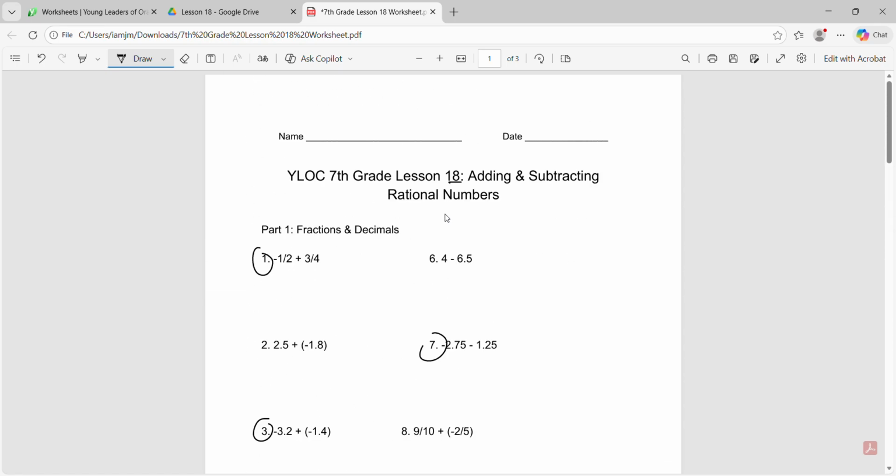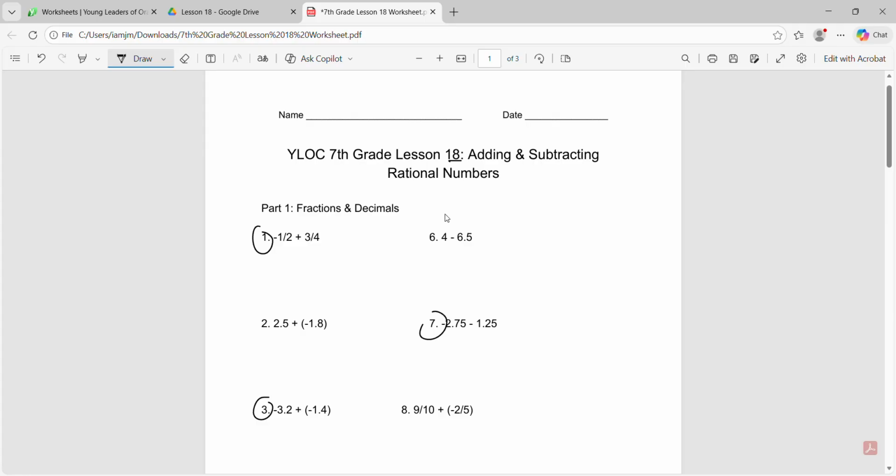So let's start. Number 1: -1/2 plus 3/4. To solve this equation, the denominators have to be like terms. To make them like terms, we've got to find the LCF, the lowest common factor. 2 times 2 is 4, so we can just multiply top and bottom by 2. -2/4 plus 3/4 equals 1/4. That's our answer.